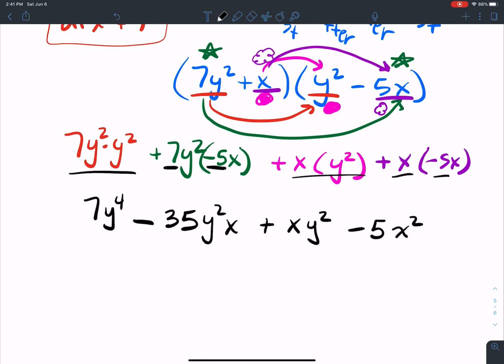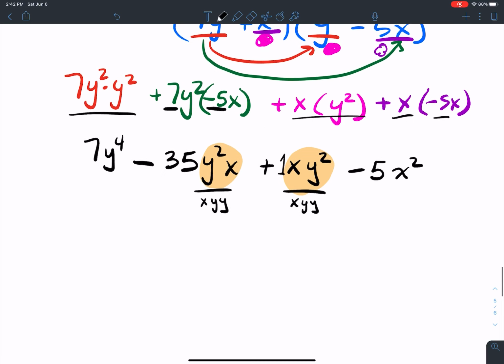Okay, is there anything I can do to simplify here? Well, yes, sirree, Bob, I can. Look, I know that this looks like a different creature, but at the end of the day, you got to think about what DNA does it have. It has one x and it has two y's. Same here, it has one x and it has two y's. So if they have the same DNA, what do we do? We combine. And so this is understood to be a 1 here if there's no number in front. So I have a negative 35 and a plus 1, so that's negative 34 xy squared.